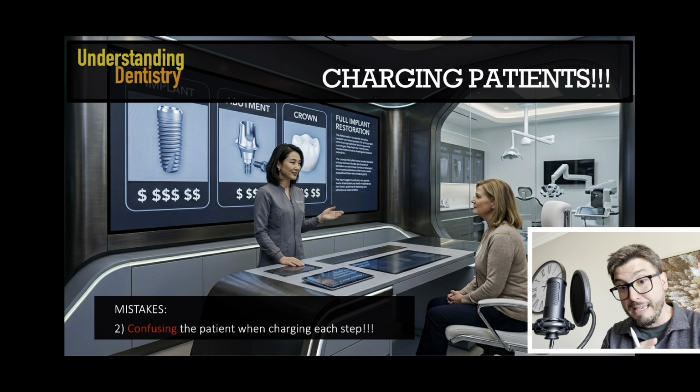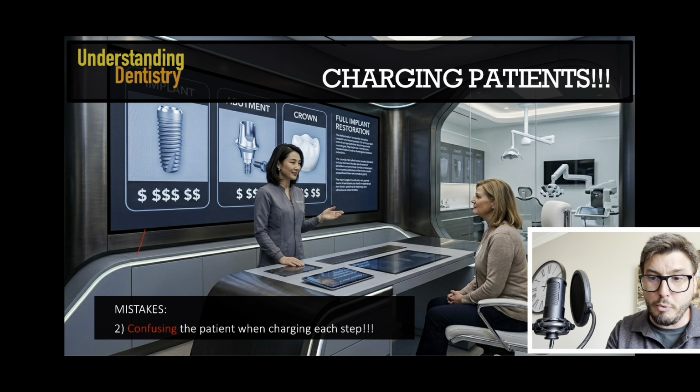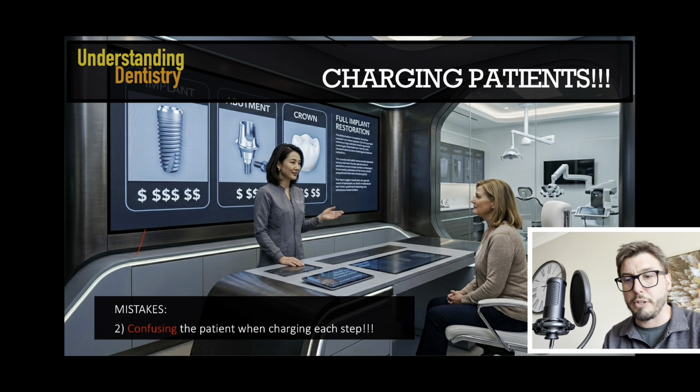The second mistake is confusing the patient when charging each step, because sometimes we have different steps, just like in this case here that we have the implant, for example, which costs something, and then there is the abutment, and the crown, the final crown, the implant supported crown, and the patient needs to pay for all those things. But the patient wants to know the final price. The patient wants the final result.